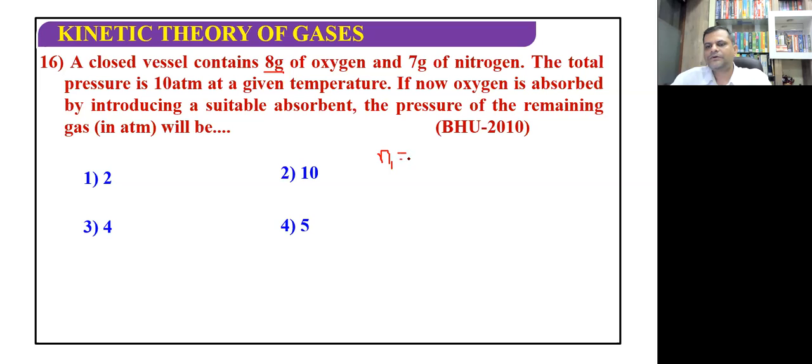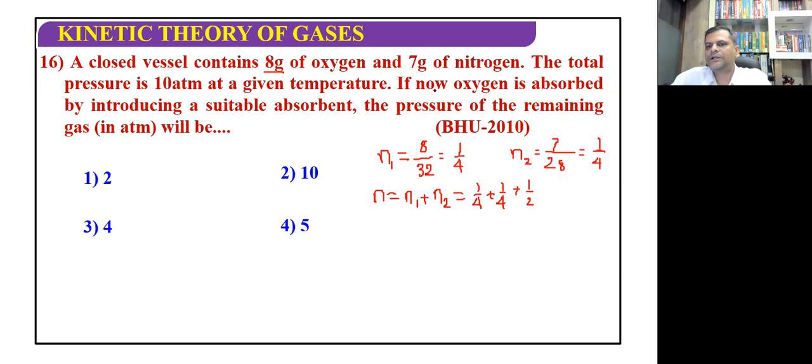What is the number of moles of oxygen? It is 8 upon 32, which is going to be 1 by 4. Okay, keep 1 by 4 as it is. And what about N2, the number of moles of nitrogen? It is 7 upon 28, that is 1 by 4 once again. So both have 1 by 4 moles. So what is the total number of moles? It is N1 plus N2, which is 1 by 4 plus 1 by 4, which is 1 by 2. Correct? So this is the total number of moles.